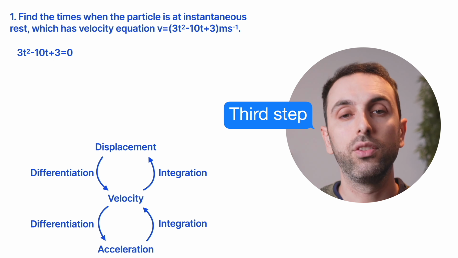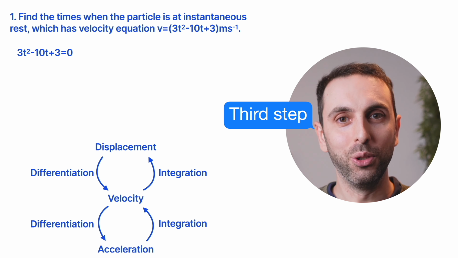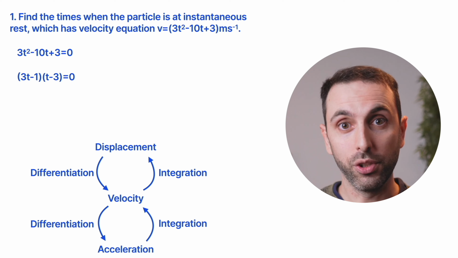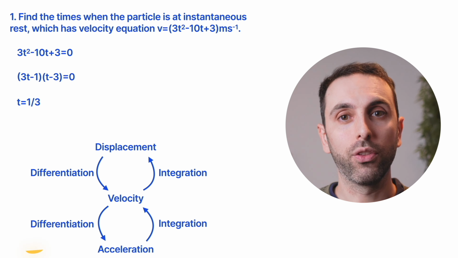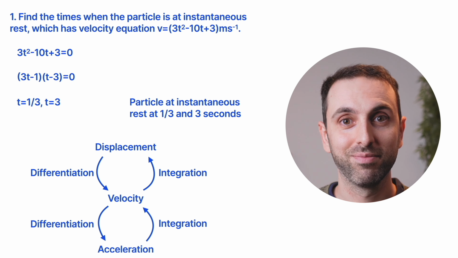Then the third step is to find the values of t. Since this is a quadratic expression, I'm assuming you already know how to factorize, so we'll do that right away. Therefore, the solutions to this equation are t equals 1/3 and 3 seconds. Those are the 2 times when the particle is at rest.